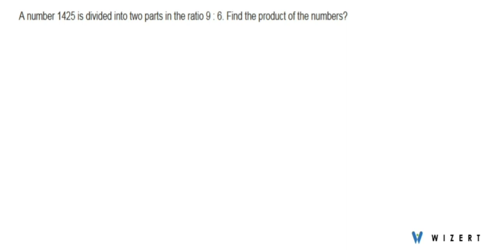A number 1425 is divided into two parts in the ratio 9 to 6. So 9 by 6 is the ratio. Find the product of the numbers.